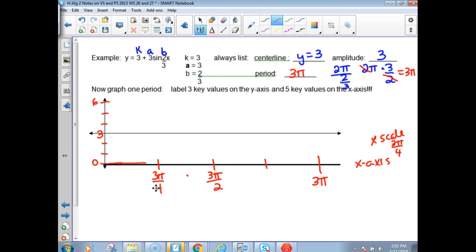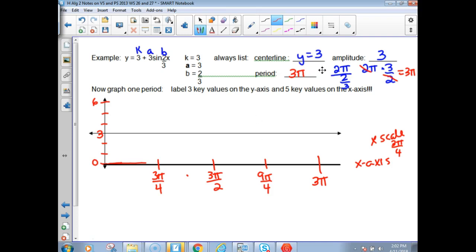So 3 pi over 4 plus another 3 pi over 4, because our scale is 3 pi over 4, would be 6 pi over 4, which reduces to 3 pi over 2. So 6 pi over 4 plus another 3 pi over 4 would be 9 pi over 4. All right, now I have my key values labeled on my x-axis.